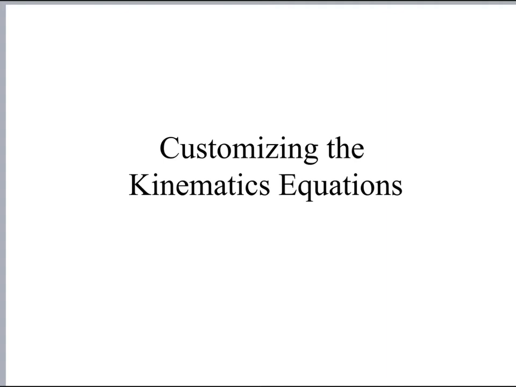Okay, so we've looked at having initial velocities in different directions and how that changes which components exist. But we want to see how this relates to the kinematics equations and how we can use this knowledge to customize the kinematics equations for whatever particular projectile motion problem we're given.